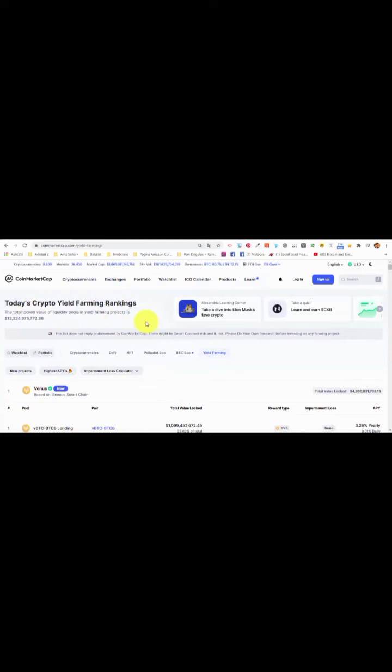Now, if we scroll down here on CoinMarketCap, we are going to see these pools for yield farming. The first one is Venus, which is pretty new, and it's based on the Binance Smart Chain. If we scroll down, we can see the pools for yield farming, basically these public pools where people put together their resources. And on the right side, we can see the annual potential earnings.